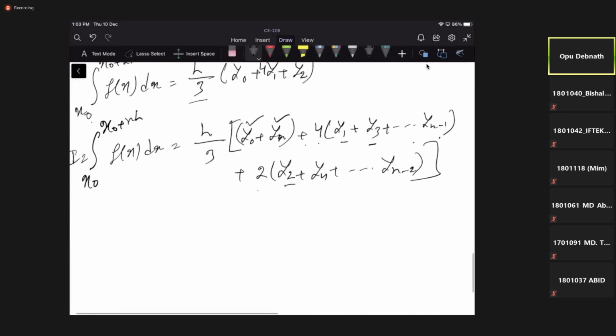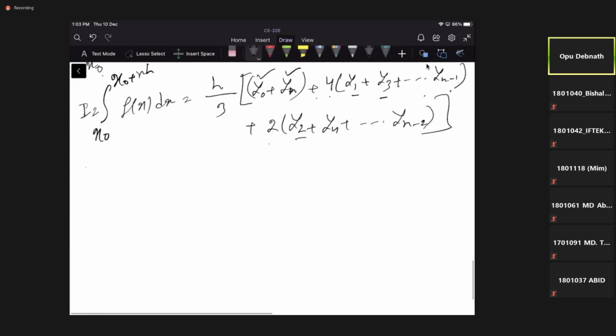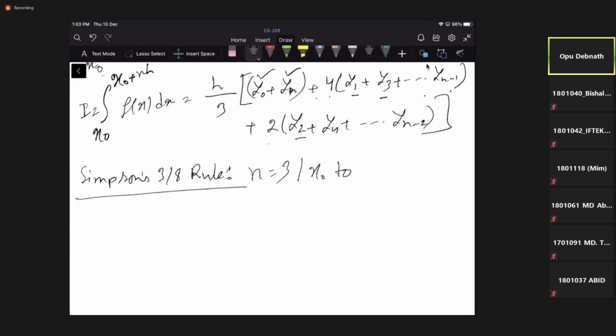And the next one is Simpson's 3/8 rule. For Simpson's 3/8 rule, we consider n equal to 3. That means in each step, each increment, the first integration will be x0 to x0 plus 3h, and the next step 3h to 6h.